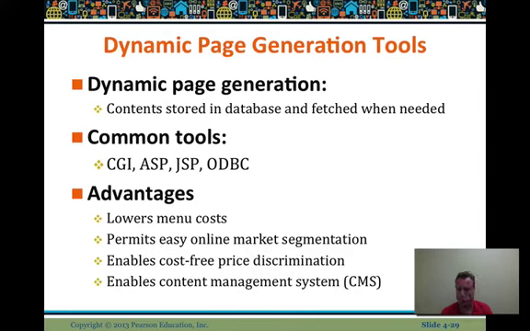Dynamic page generation tools. So taking content stored in the databases and only fetching it to display to the consumer when it's needed. So product pages in catalogs are a great example of this, or when someone's looking for a certain piece of content off the home page that is then served up on a content provider site. A variety of languages and tools such as ASP, JSP, ODBC, ODBC being a database connectivity tool. The advantages: it lowers the costs, permits easy online market segmentation, and enables content management systems to be used effectively.